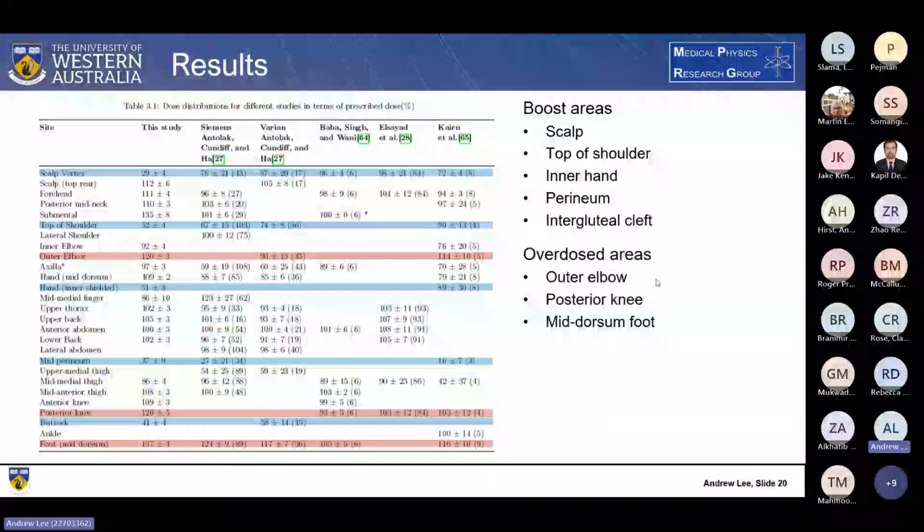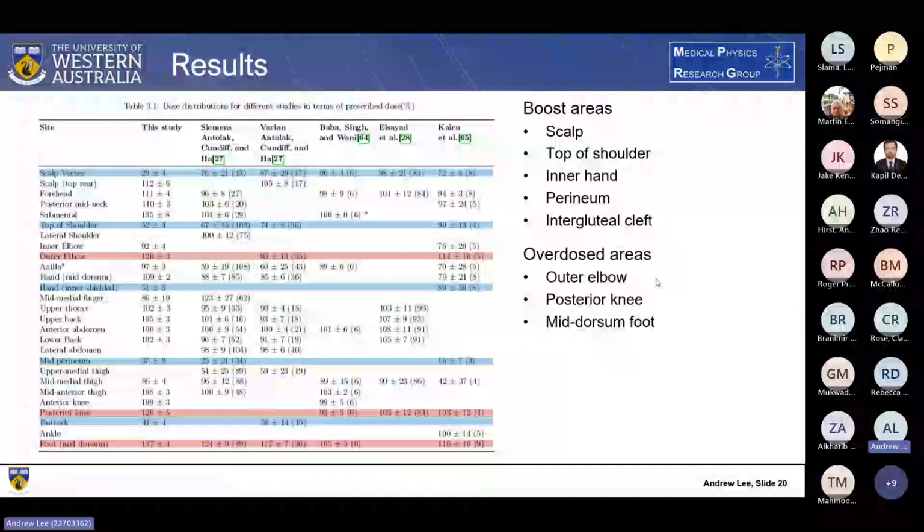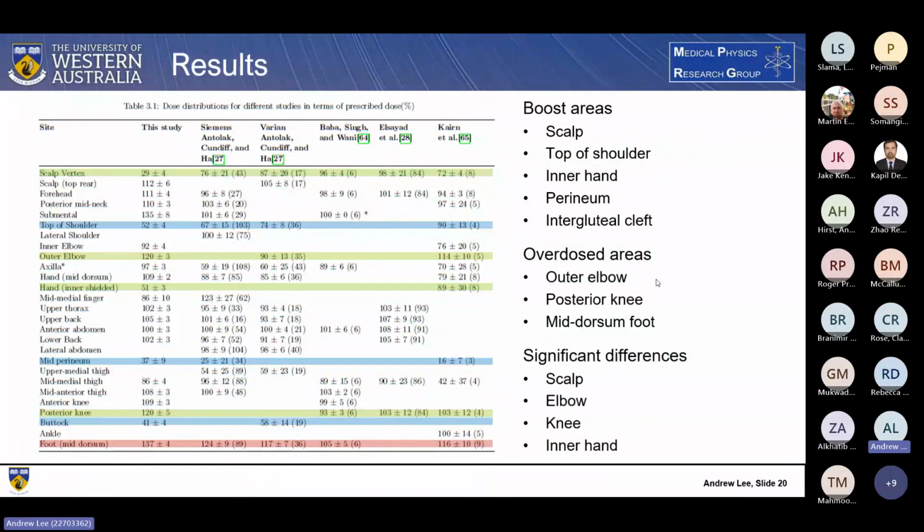In terms of overdosed areas, we have the outer elbow, the posterior knee, and mid-dorsum of the foot. A lot of these values align with variations between literature. The most significant differences are the scalp, elbow, knee, and inner hand. For the scalp, this one was quite a large difference at 29% in our study compared to around 80 to 90% in other studies. Those studies are using in vivo dosimetry.